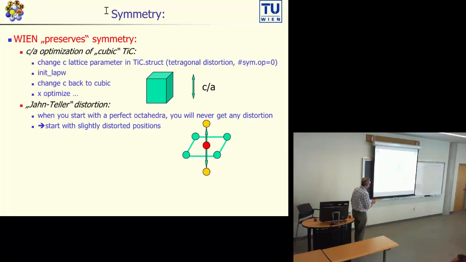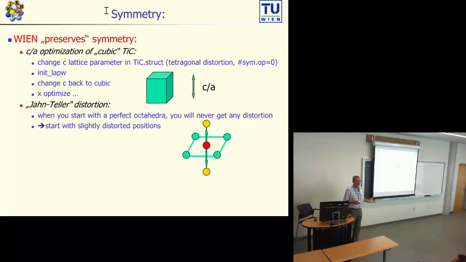What you would have to do is change c, make it different from a and b at the beginning, introduce, so to say, a tetragonal distortion, and initialize the calculation. Once the initialization is done, it will not give you these 48 symmetry operations, but only 16 in such a case. Then you can change back c to the cubic value and run the x optimize and optimize c over a, and hopefully you would get, of course, back in such a case that titanium carbide wants to be cubic and is not distorted, but in another case it could be.